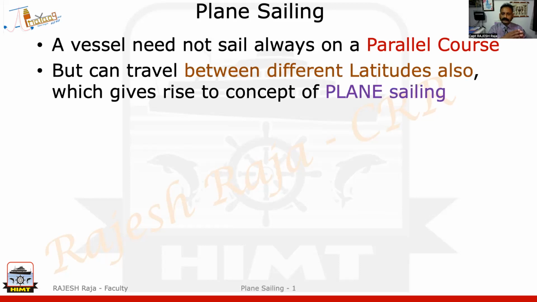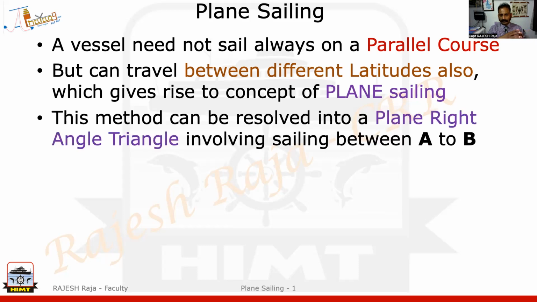Now, what happens when a vessel will not sail on a parallel course? That means even if it changes a small amount of latitude, it is no more a parallel sailing. It is no more, and then it is called a plain sailing. Okay, so it can be just near the equator, 2 different latitudes, or anywhere. The moment you change the latitude from point A to point B, that means it is not anymore your parallel sailing. It is called plain sailing. So what do I use in this plain sailing? I use a simple right angle triangle, and I'm going to involve departure from point A and arrival at point B.